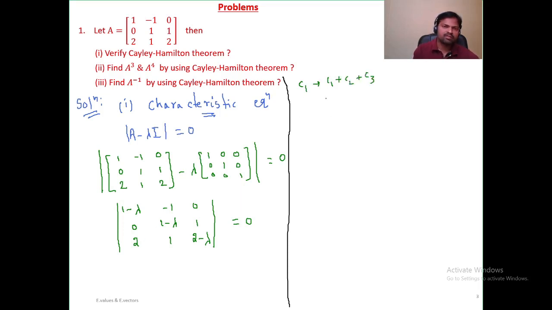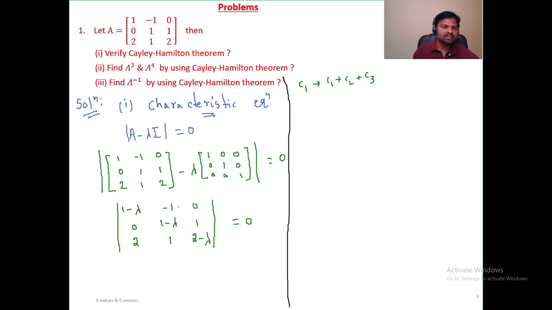But this method cannot work out here. Why? Because first you write C1 plus C2 plus C3 and place in C1. You will get this entry as minus lambda, right? But what about this entry, 2 minus lambda? This one, 5 minus lambda. But what I want, this column should have a unique element, unique entry. Then that element I will take common. That's what I have done in the last class, right? But here you are not getting a unique element in this column. So therefore that method cannot work out.